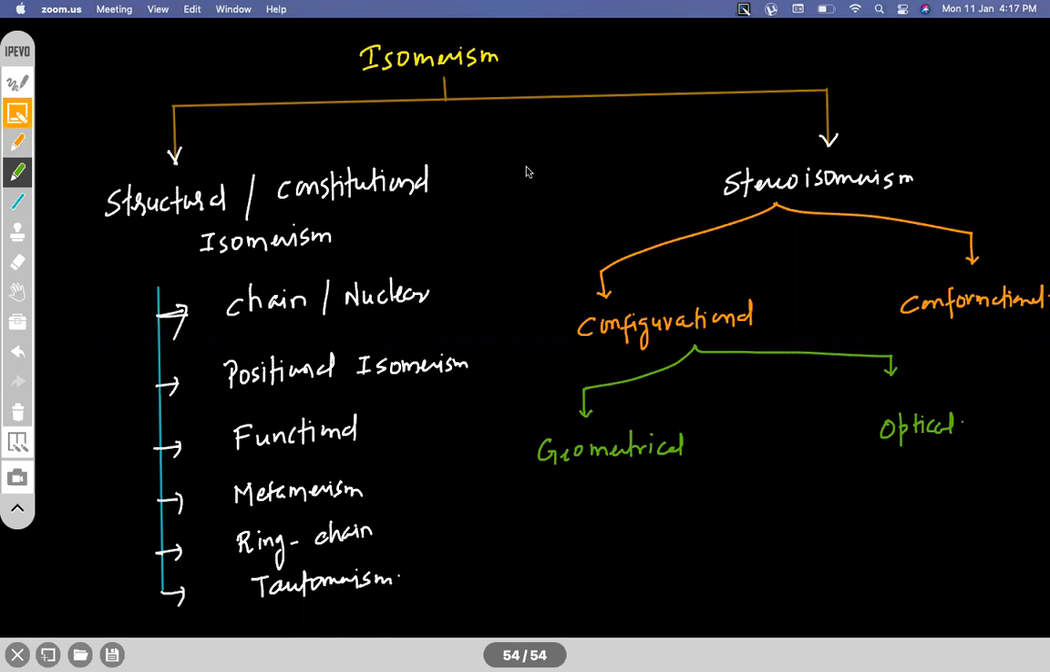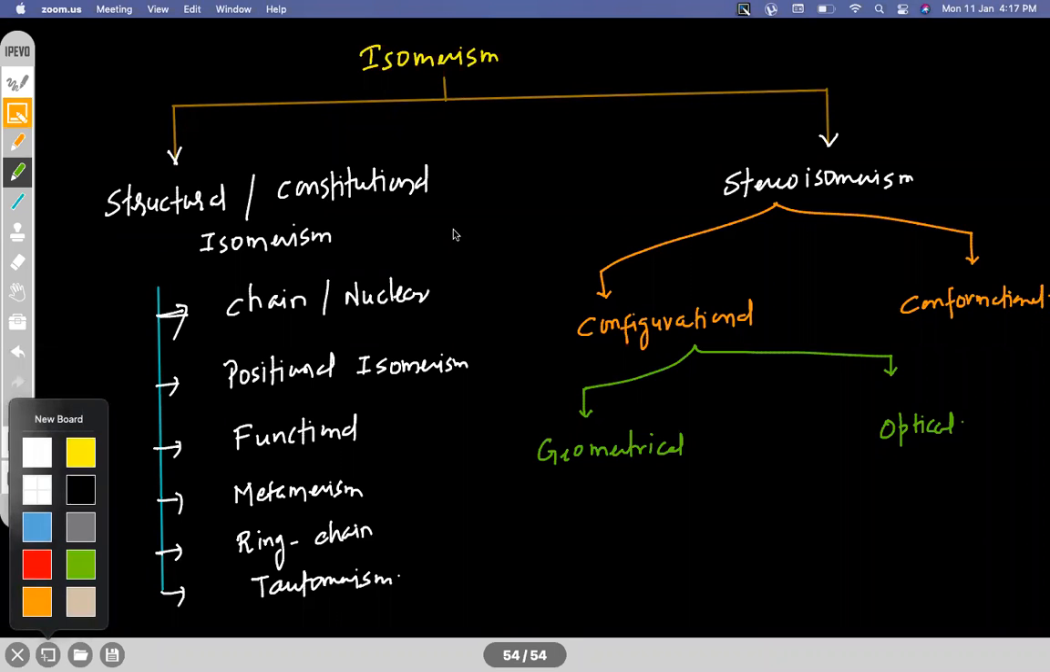Let it be. Okay. So what I'm telling you, from a competitive point of view, all these things are very important. So we are starting with structural isomerism today. Heading, write down, structural isomerism.